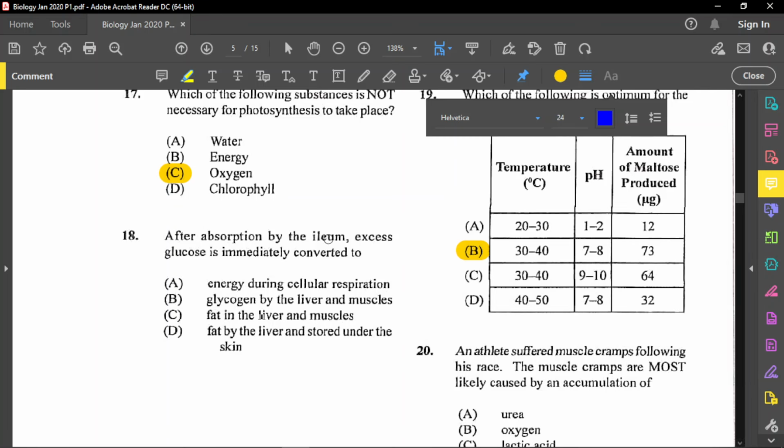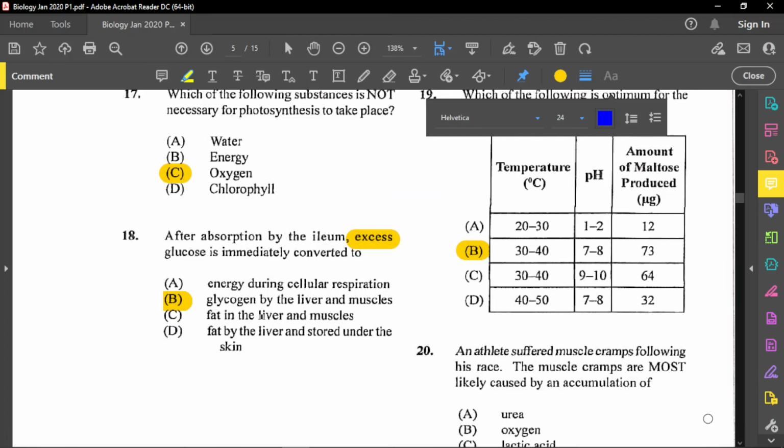After absorption by the ileum, excess glucose is immediately converted to what? Remember, glucose is converted into glycogen for storage. Just to make a mention of that, it's not necessarily going to respiration. We have to go to the cells first. Excess is a key word here. Excess means that you're going to store it, in the form of glycogen. Glucose is stored in the form of glycogen, so definitely B is the correct answer.